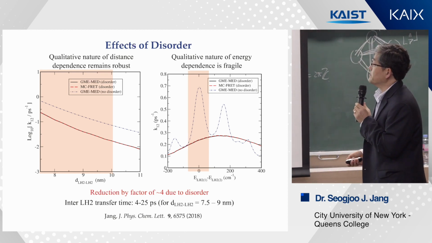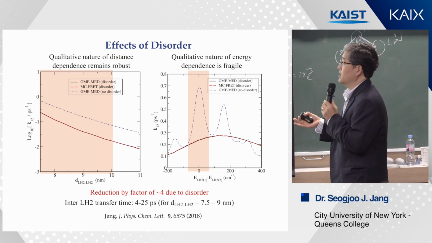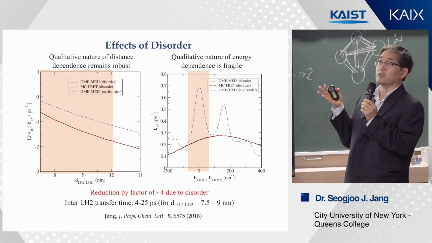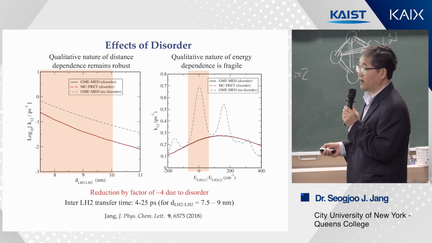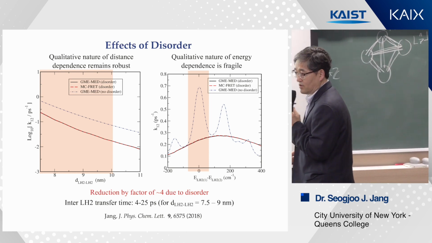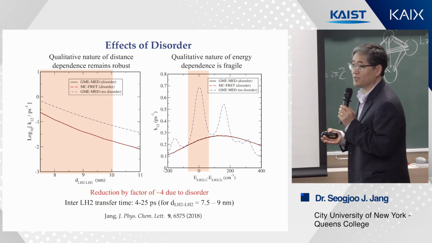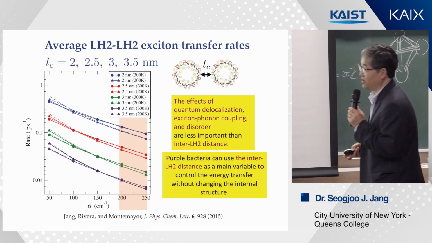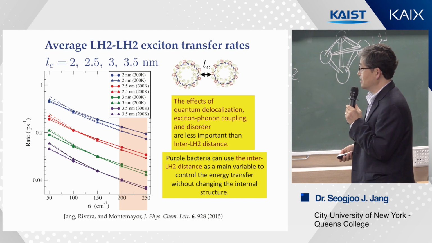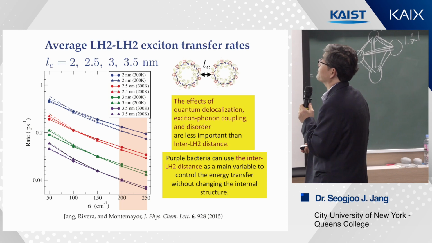Anyway, based on the calculations, we are able to find that the exciton transport time between neighboring LH2 complexes is in the range of 4 to 25 picoseconds. Again, I like making some kind of quantitative projection, hoping that they can be confirmed experimentally later. So I hope that more experimental data become available, either to test or to validate our results.